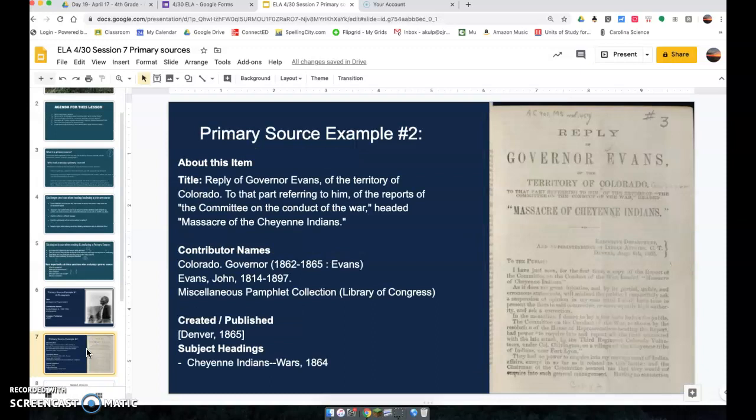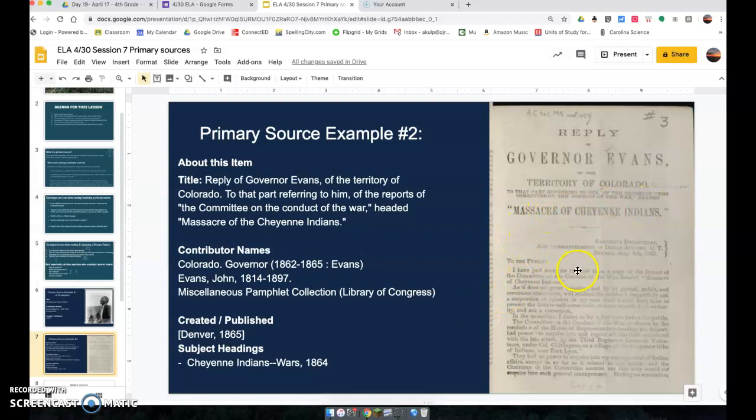Here's another example of a primary source. This is the second example I have for you here. It's actually the first page of a 22-page document. It's the reply of Governor Evans, of the territory of Colorado. So from that I can infer he was a governor in Colorado. It says of the reports of the Committee of the Conduct of War. And it was headed Massacre of Cheyenne Indians. So when I look at it, it's about the Massacre of Cheyenne Indians.